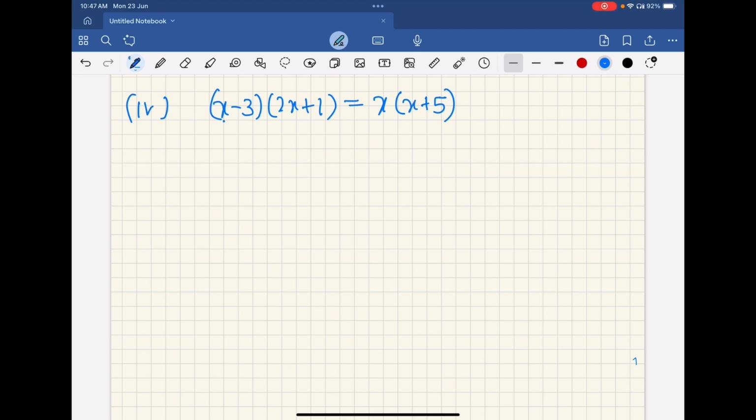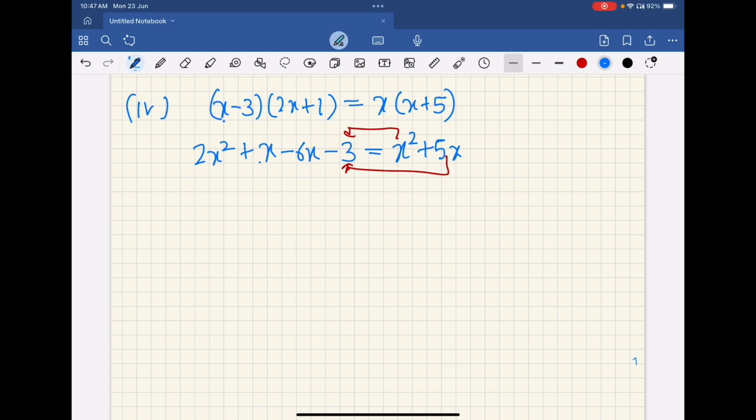Now students, x into 2x is 2x square. X into plus 1 is plus x. Minus 3 into plus 2x is minus 6x. Minus 3 into plus 1 is minus 3. Okay, minus into plus is a minus. We have to keep these basics in mind. X times x is x square and x times 5 is 5x. Again, let us do change of sides and change of sign. We remember. So let's do that.